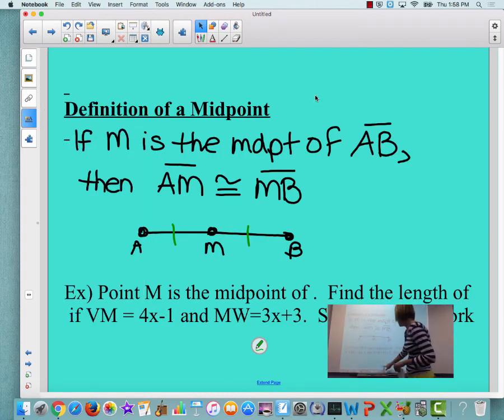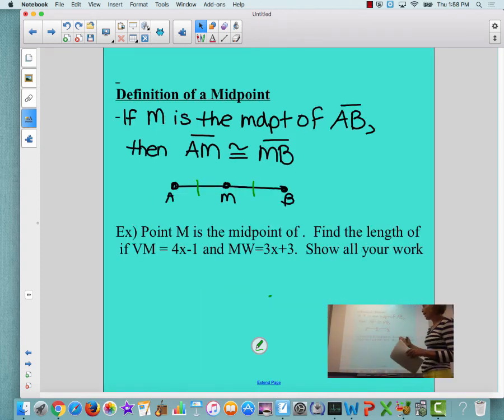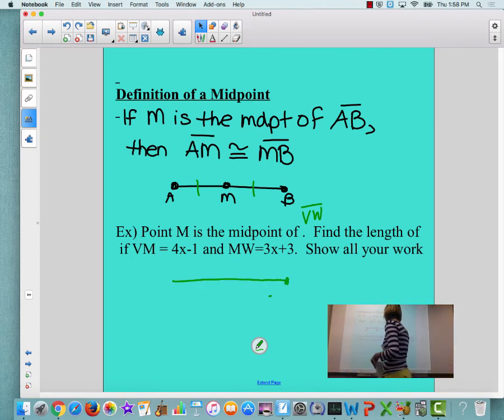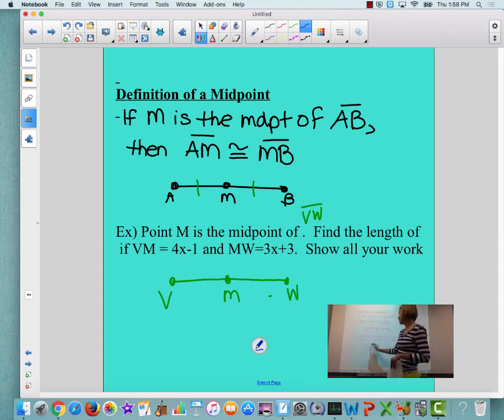That's a bit better. Our first example: point M is the midpoint of VW. Find the length of VM if VM equals 4x minus 1 and MW equals 3x plus 3. Show all your work. The first thing I would do is draw a segment, VW, and put an M in the middle because it says point M is the midpoint. That means I'm going to mark my diagram with my given using hash marks.